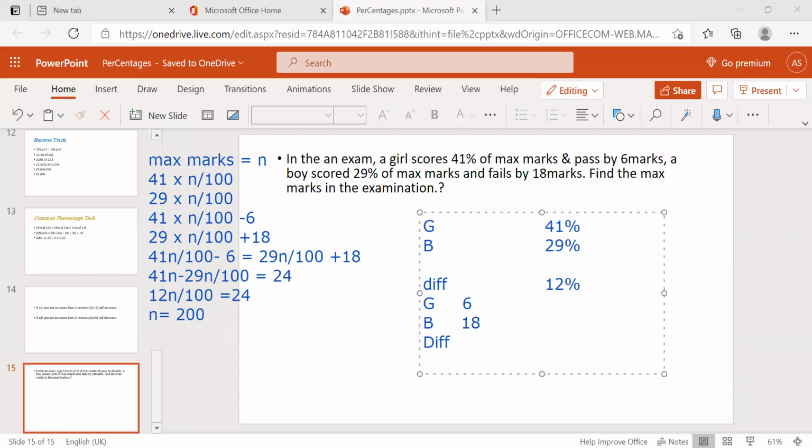Girls score 6 marks more. So think 35 marks is the pass marks. 35% is pass marks. Now girls scored 41 marks. Boys scored 17 marks. Then what is the difference between the two, boy and girl? Boy required 18 and girl already has 6 more extra, right? The total difference is there. It is not 6 minus 18.